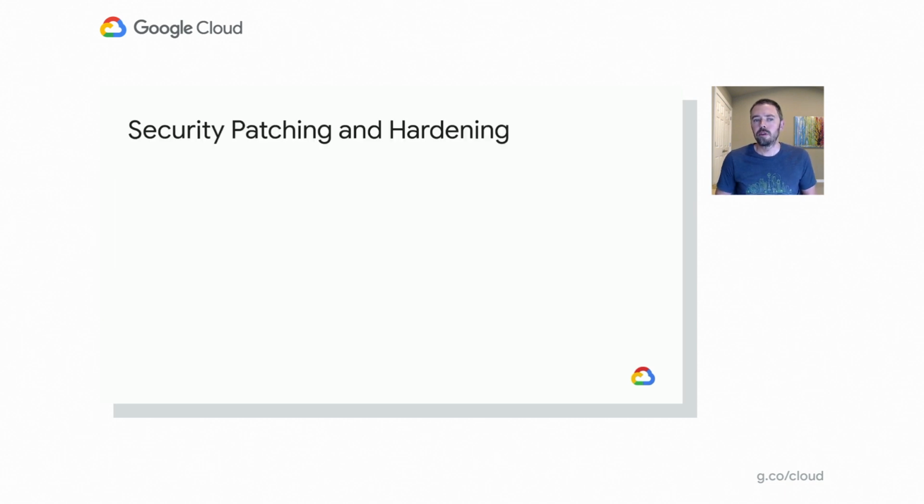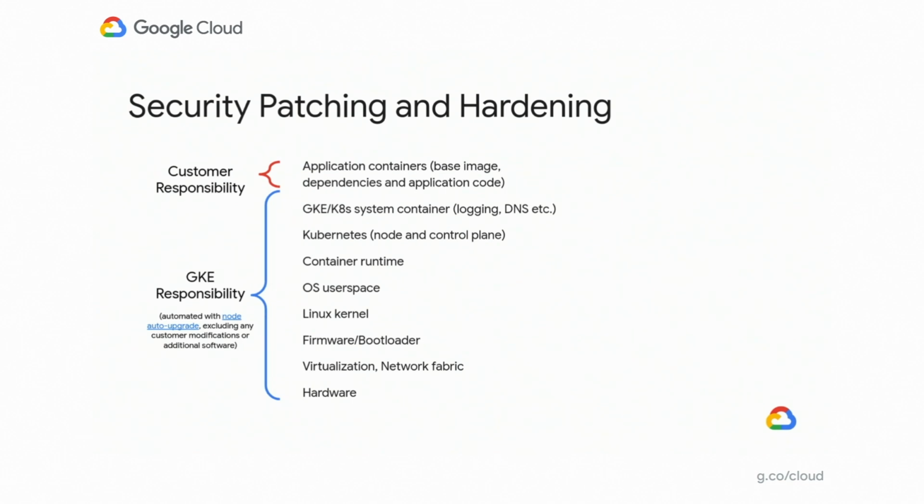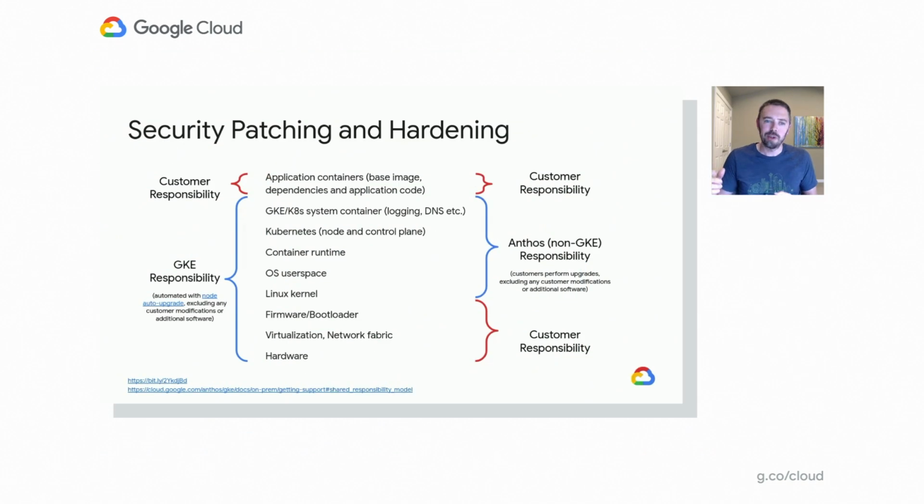So starting with security patching and hardening, if we look at a big stack of technology for Kubernetes clusters, everything from the hardware right up to application containers, each one of these layers at some point probably needs security patching and it definitely needs hardening. So when we're running on our own infrastructure with GKE, we've basically taken the responsibility for most of that technology stack. For Anthos that isn't GKE, so on-prem and AWS, we're starting a little further up because we're running on that infrastructure that the customer has provided: the VMs running on-prem or the virtual machines running in AWS or other clouds. So it's more of a responsibility sandwich, we like to call this one, but we're still doing a lot of work in the middle there.